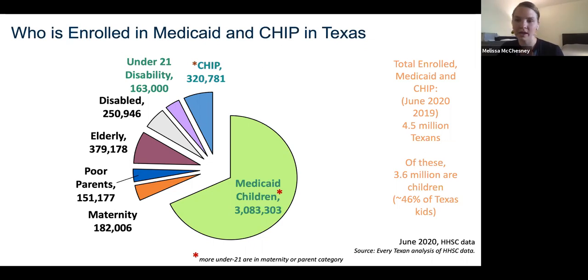We'll go through the exact income limits in just a minute. We've got very, very low income parents, as we already talked about. We have some people over age 65 who have a low enough income that they're also eligible for Medicaid. People with disabilities, there's a couple of groups of that. Some of them are kids and some of them are adults. And then we've got CHIP.